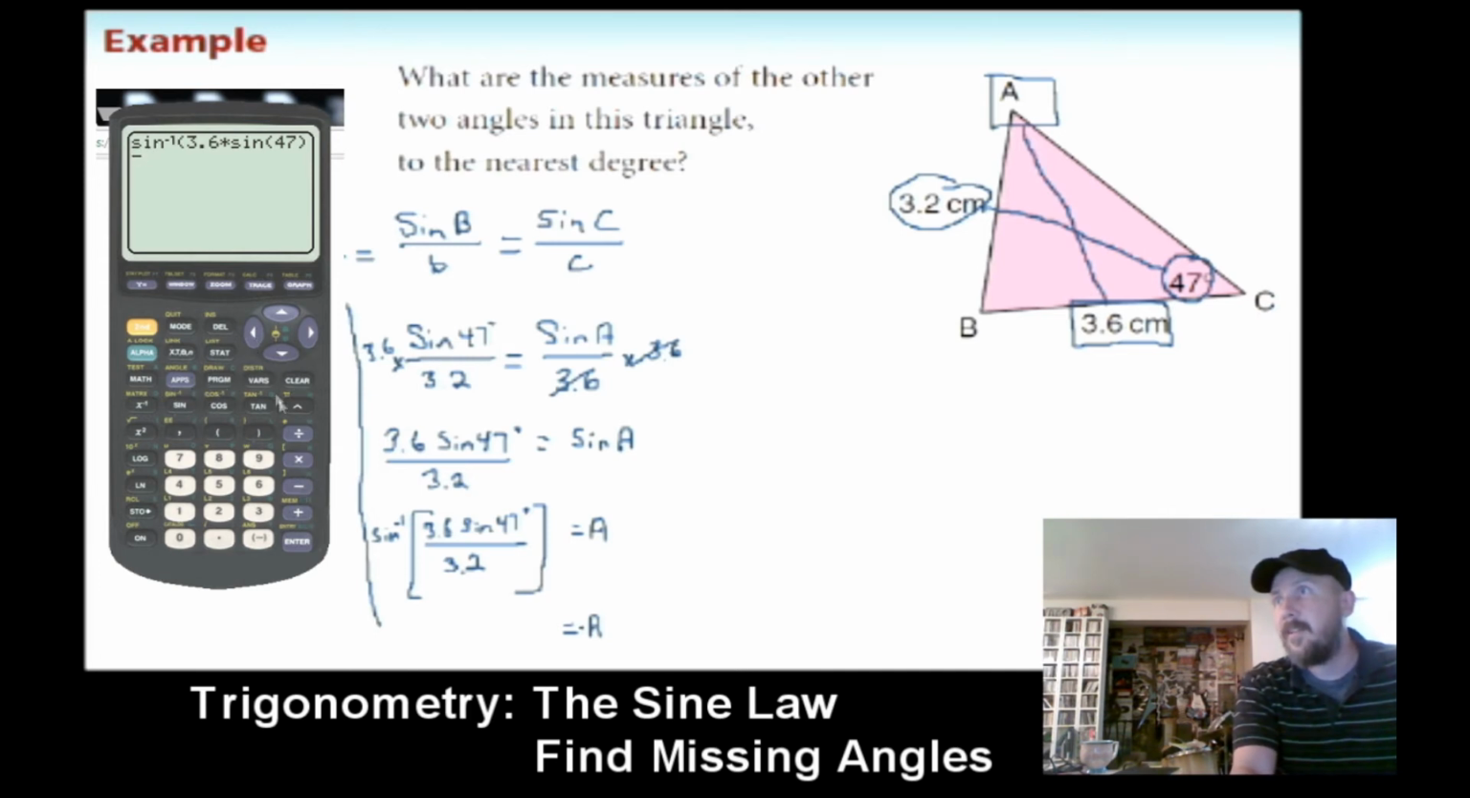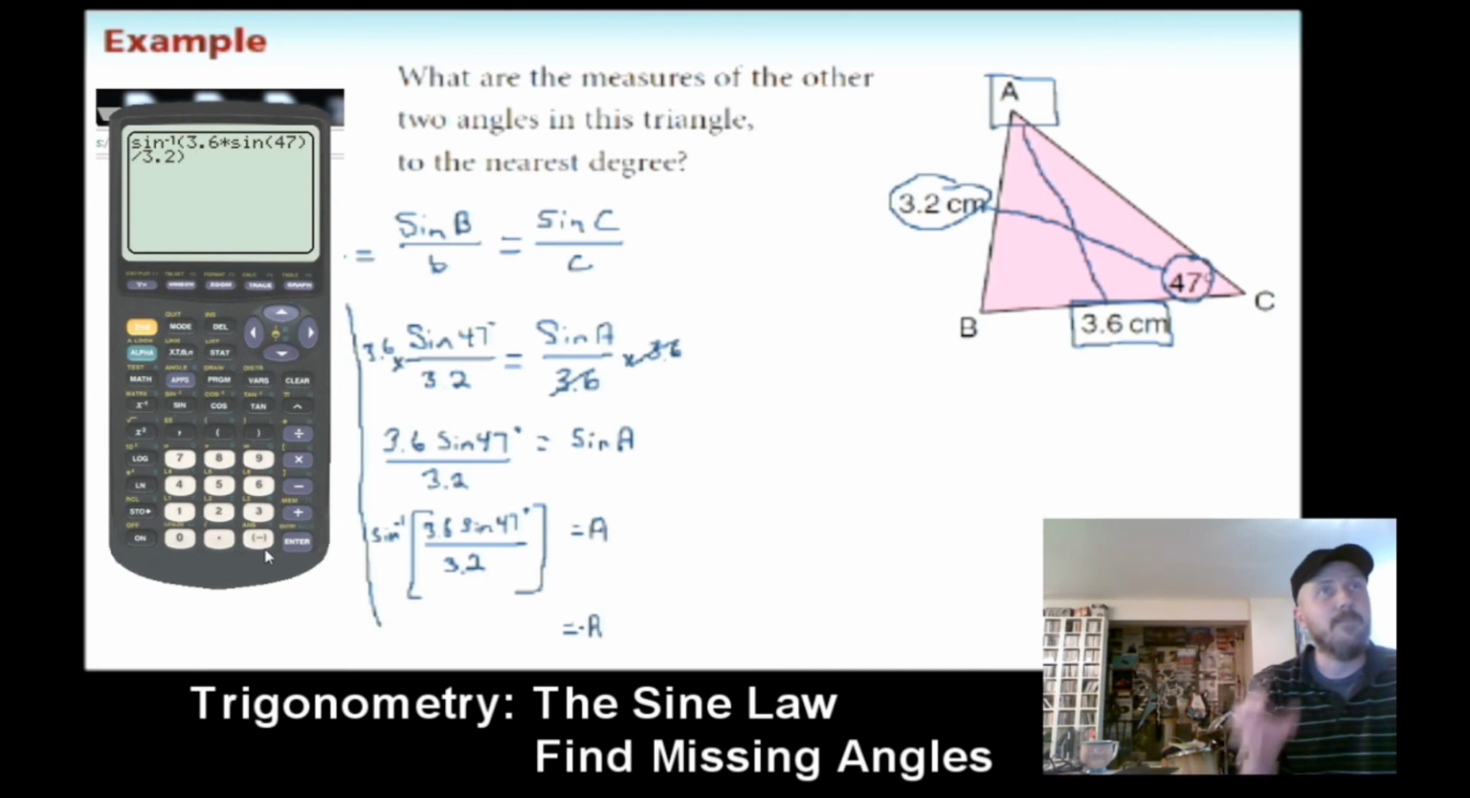Divided by, oops, I hit minus. Do I have a delete? Divided by, there we go, 3.2. Now I'm going to close this bracket. So I'm doing the sine inverse of all this stuff. Now it looks different, but I've typed it in exactly as I've written it. Now if I look, 3.2 and sine 47.